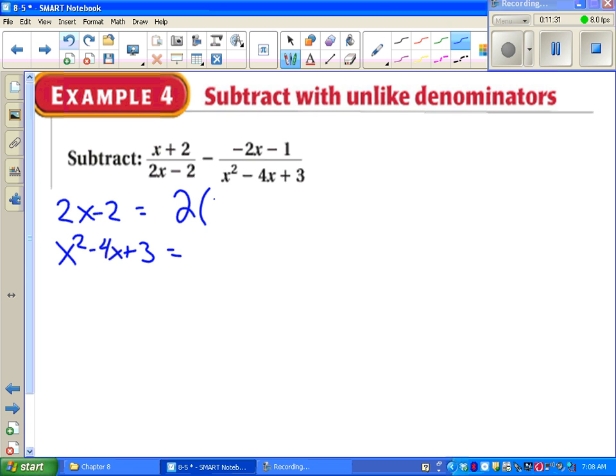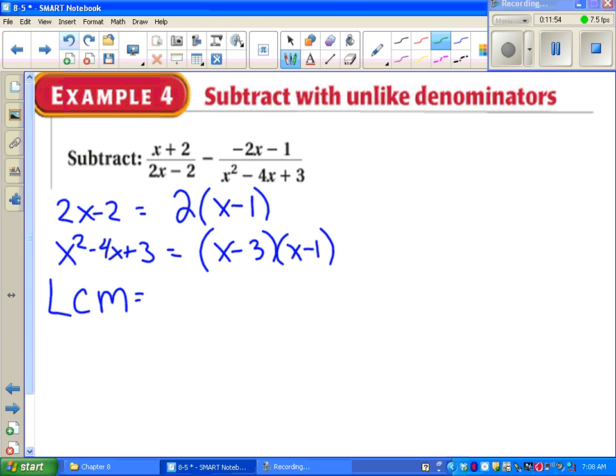I notice a 2 comes out of the first denominator. That's about all I can do. The second one, you can use Clinton magic or whatever factoring method you prefer. Should end up with this guy. Just like last time, the whole point of this is to identify our LCM. We'll go through that same process as last time, starting with my first factor, 2.